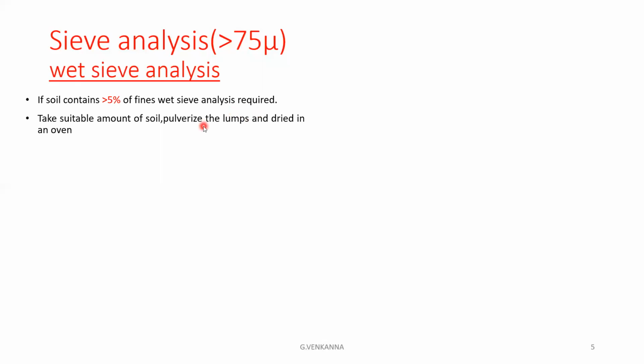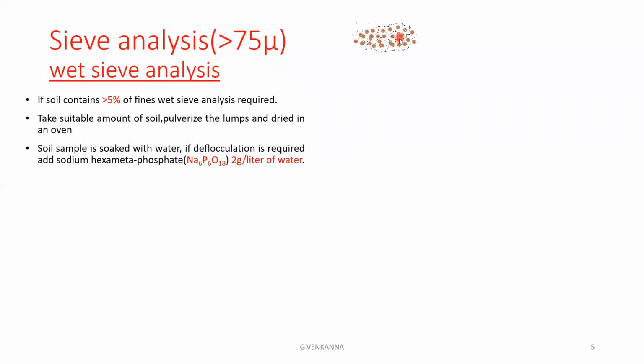So in this process, first we take the amount of soil and pulverize the lumps and dry it in an oven. Initially we take the soil, and if any lumps are present, we have to pulverize the soil. Just pulverize the lumps and dry them in an oven. After the lumps are pulverized, we place the soil in an oven.